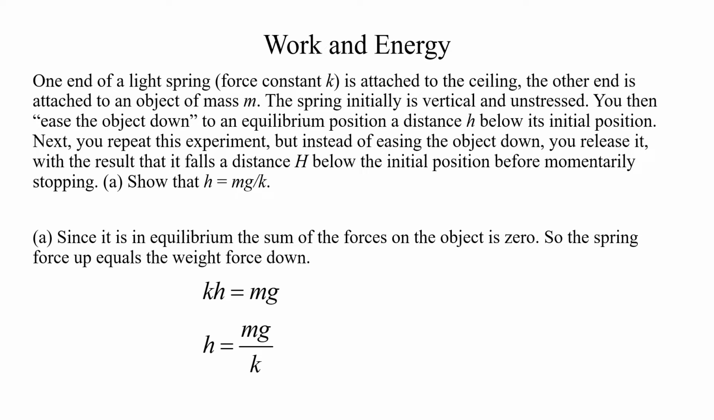All right, so for part A, since the mass m is hanging from the spring in equilibrium, that means the sum of the forces on the object is 0. So the spring force holding it up will equal the weight force down. The spring force is the spring constant times the distance the spring is stretched, which is little h. And the weight force, of course, is mass times acceleration due to gravity. So we have kh equals mg. Solve for little h, we get mg over k, which is what we were asked to prove.